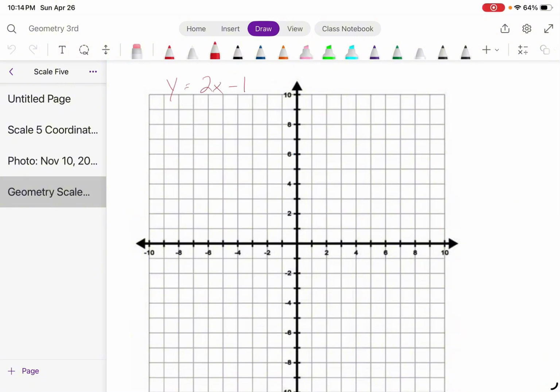Okay, the next one's slightly different. The only thing that's different about this one is your slope doesn't have a bottom. We know that slope's the ratio of rise to run. So anytime it doesn't have a bottom, we're going to put a 1. The reason why is because 2 divided by 1 is the same thing as 2.